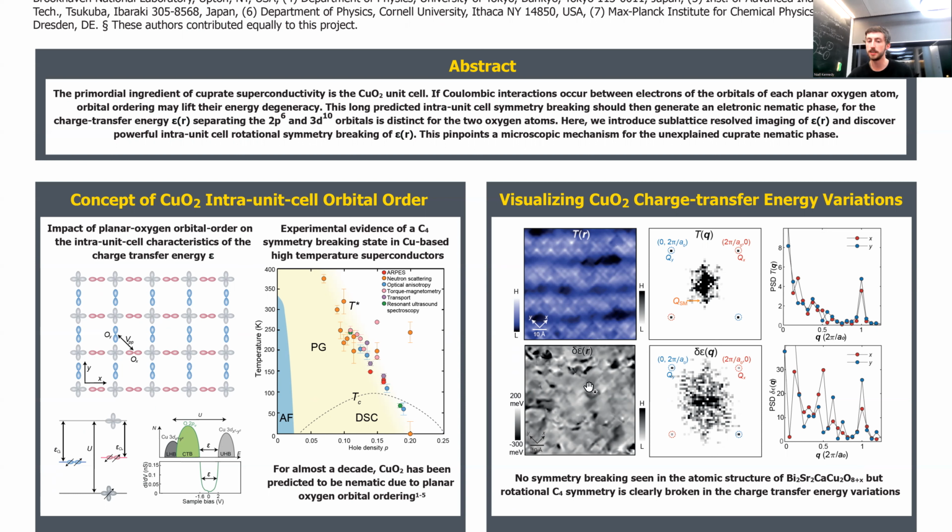So now, simultaneously, we measured the variance of the charge transfer energy delta epsilon in the same field of view. And now if we perform the same steps of analysis, we take the Fourier transform, and then we take a line cut along Qy and Qx and plot these line cuts. You can see that there's actually quite a huge difference between the intensity of these Bragg peaks. It's on the order of about double. And what this shows is that now, even though we're in the same field of view, C4 symmetry has now been broken in charge transfer energy. So this was the first hint that something was going on here, so we decided to look into this further.